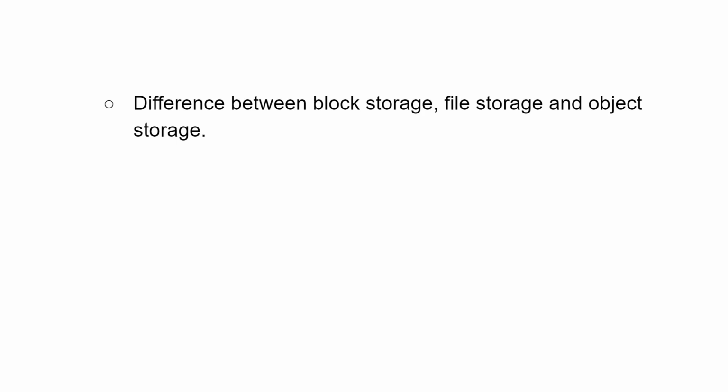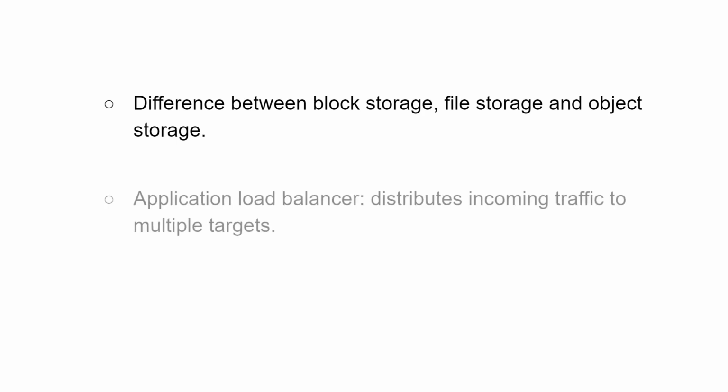You have to retrieve an object from object storage with a key. Finally, file storage has a directory structure, which can be used to retrieve the files. It is better organized, but as a trade-off, it is not as available as an object storage, nor as high performance as block storage. Moving on to the application load balancer, which distributes incoming traffic to multiple targets.